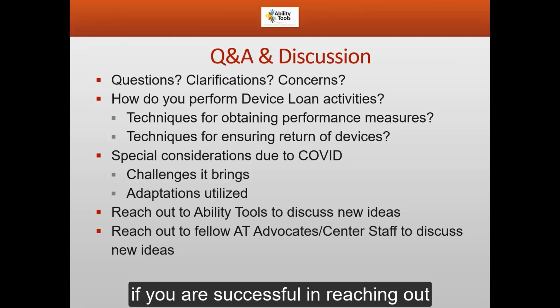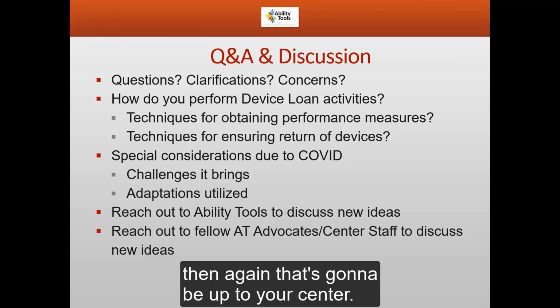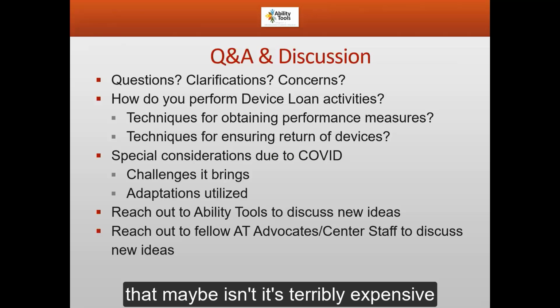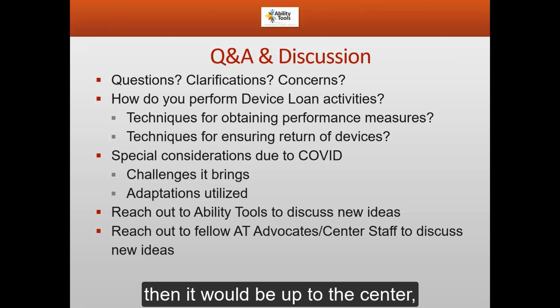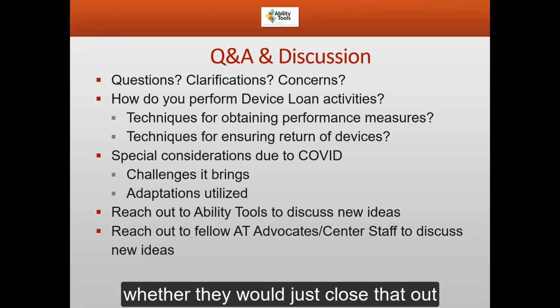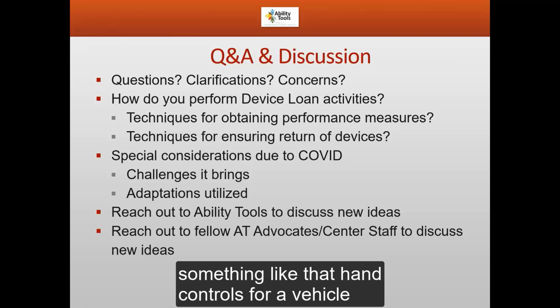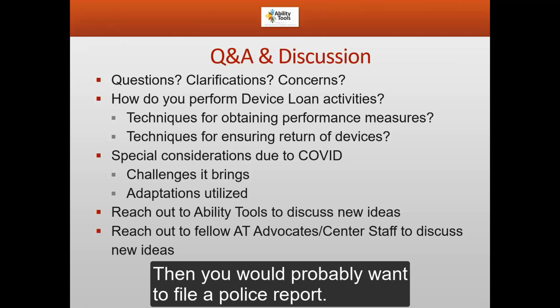If you are unsuccessful in reaching out to the consumer that way, then again, that's going to be up to your center. If it's something like a reacher that maybe isn't terribly expensive and the center is okay with just letting that go, then it would be up to the center whether they would close that out as, we're not getting that back, we're just going to accept that loss. If it's something more expensive that is a less acceptable loss, something like hand controls for a vehicle, those are really expensive, then you would probably want to file a police report.